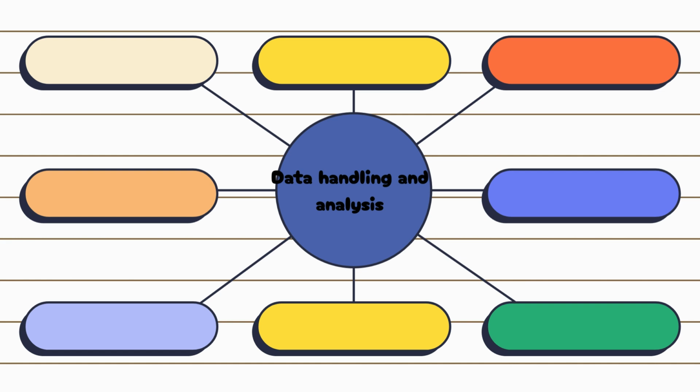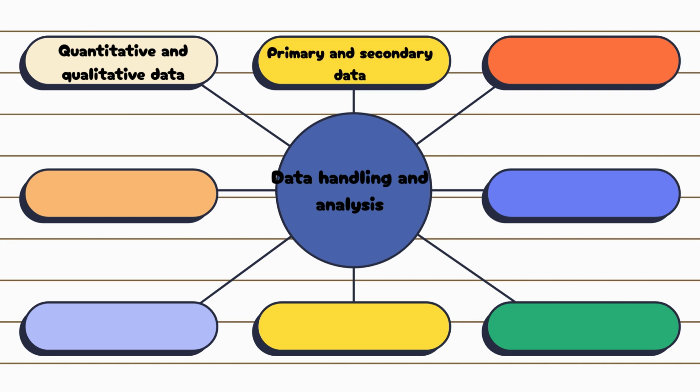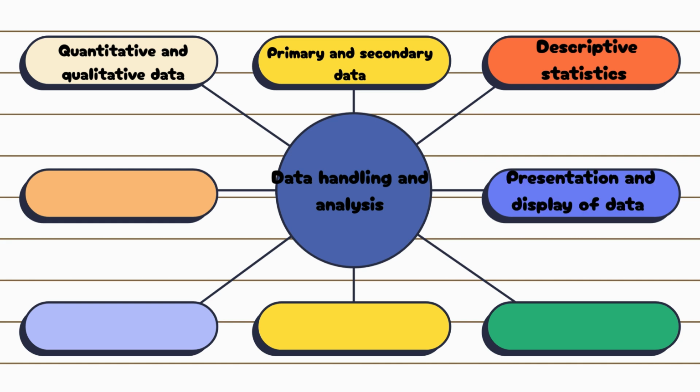You should also know about data handling and analysis, in particular quantitative and qualitative data, the distinction between qualitative and quantitative data collection techniques, primary and secondary data including meta-analysis, descriptive statistics, measures of central tendency, mean, median, mode, calculation of mean, median, and mode, measures of dispersion, range, and standard deviation, calculation of range, percentages, positive, negative, and zero correlations.